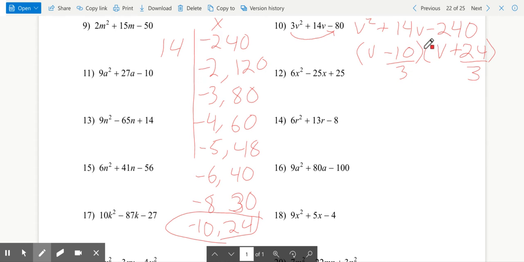Now we're going to simplify as much as possible. Negative 10 divided by 3 does not simplify, but 24 divided by 3 does, right? 24 divided by 3 is 8. So if I'm simplifying, I get v minus 10 over 3, because that doesn't simplify, and then v plus 8. The thing that didn't simplify is the thing that's going to move here. Sometimes they'll both only simplify partially, so you'll have to move both denominators.